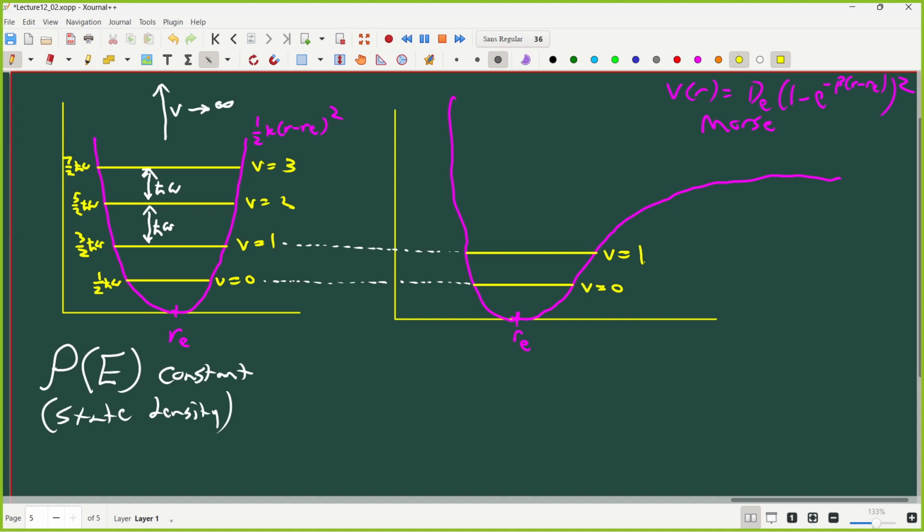But what happened as the upper state got bigger? When we get to V2 and V3, the gap started to get smaller and smaller. The experimental frequency was smaller than the harmonic oscillator approximation. I'll just show you that really quickly.